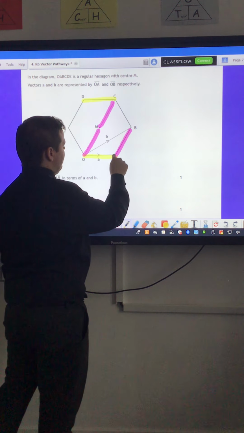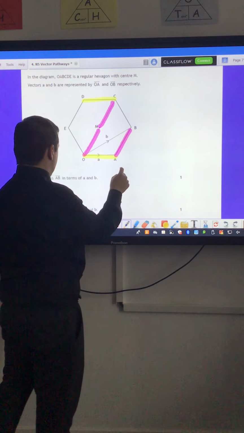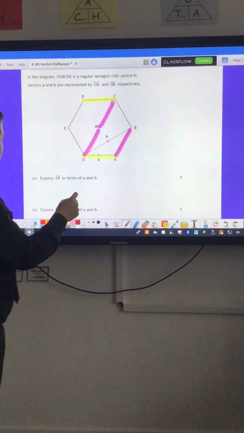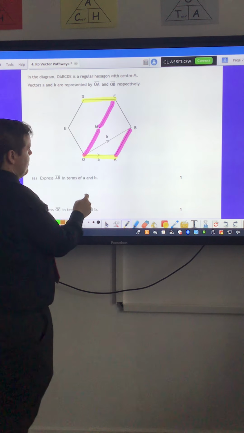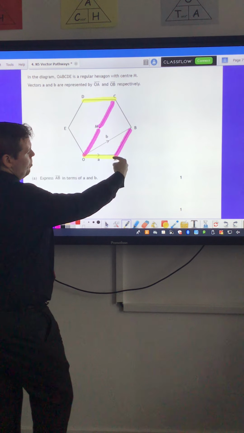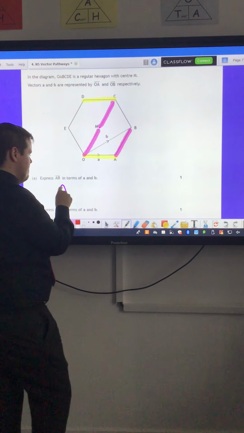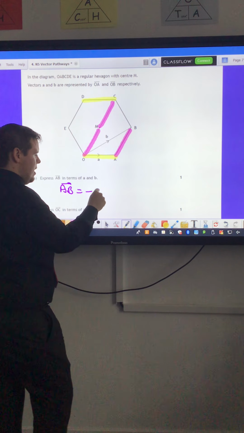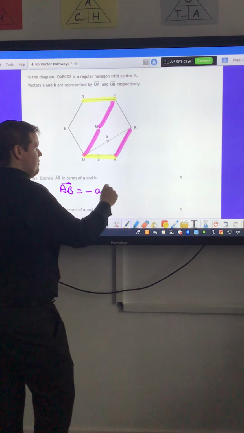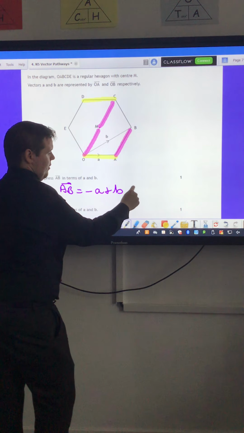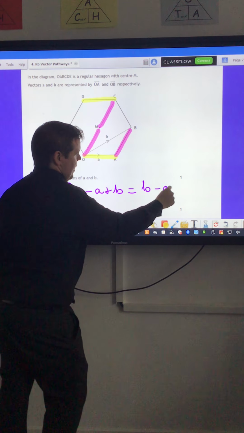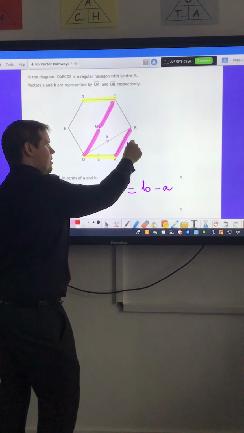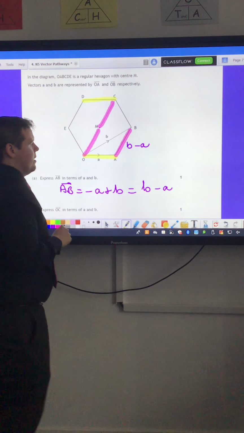Well, to go from A to B, have I marked in the vector there? No. Well, how to get from A to B? Well, I'm going to need to go back along A. So AB is going to be back along A, so that's minus A, and then up that vector B. So you can write that as B minus A. So this thing here is B minus A.